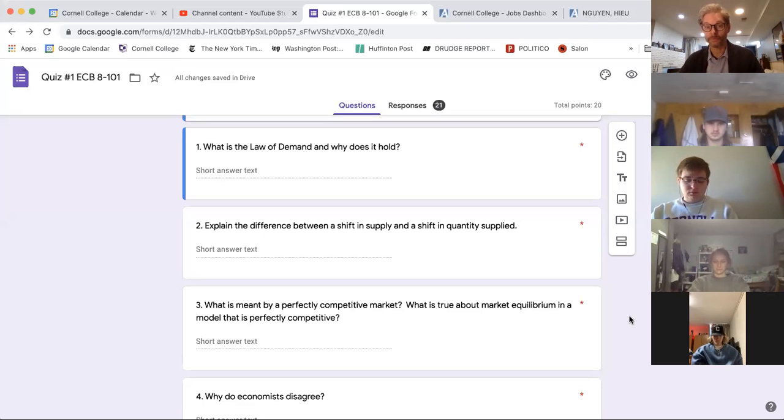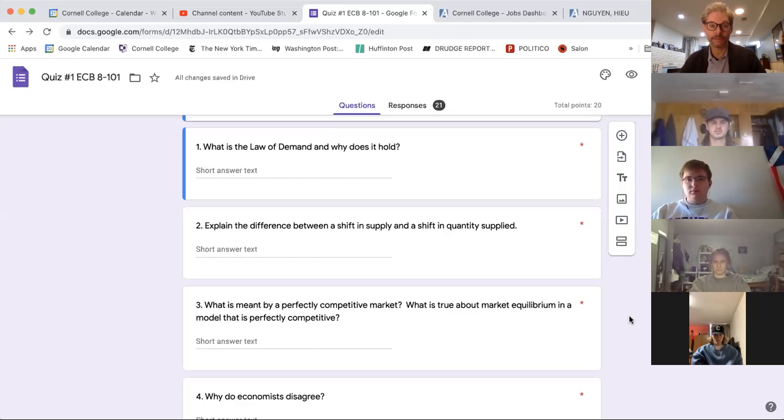And so, when you see a question like number 1 that says, why does it hold? I'm looking for a concrete, exact answer. Some of you had answers like, well, it holds because when things get cheaper, people buy less of it. Well, that's not a why, right? I mean, you're really just explaining that the demand curve is downward sloping. You're not really explaining why, right? And so you need to be more concrete.